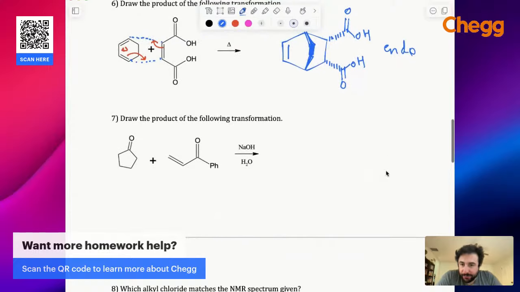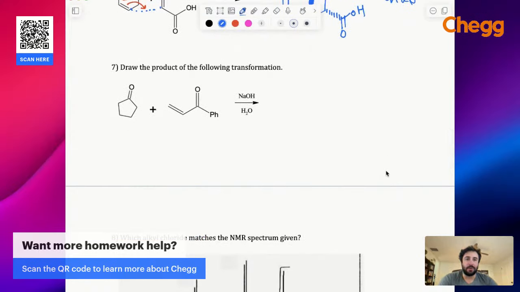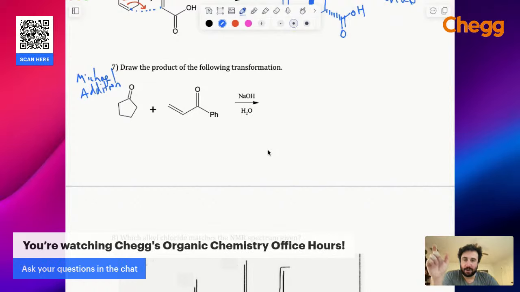Okay, let's move on. So let's do a little more enolate chemistry here. Now, we learned about the aldol condensation. Now we're going to talk about Michael addition. The only difference with the Michael addition is the thing that the enolate attacks. So first, let's enolize something.